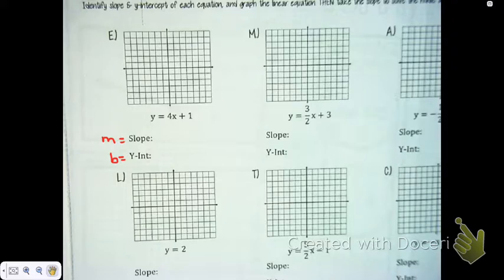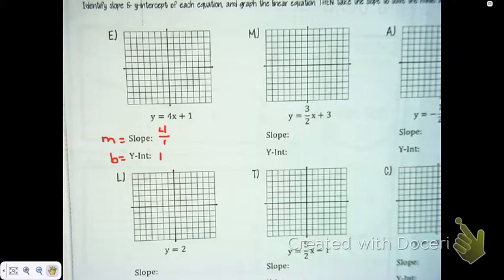And how can I write that as a fraction? 4 over 1. Okay, so my slope is 4 over 1. All right, who thinks they can tell me what the y-intercept is? 1. All right, so we're going to write beside y-intercept 1. And it's plus 1, so it's positive. Okay? All right, so now I've got to graph that.